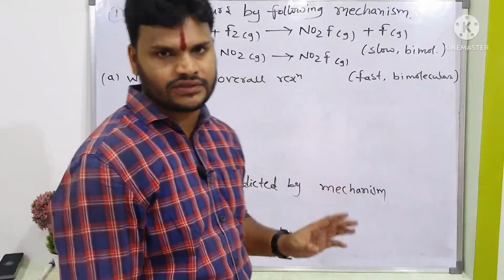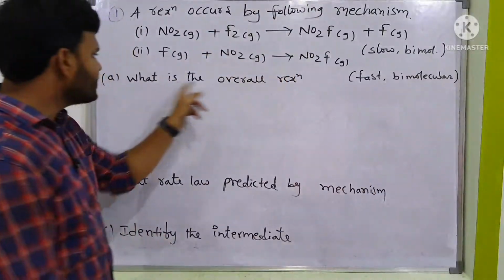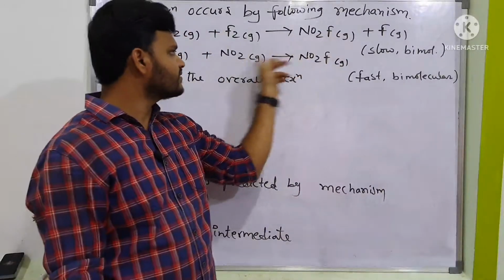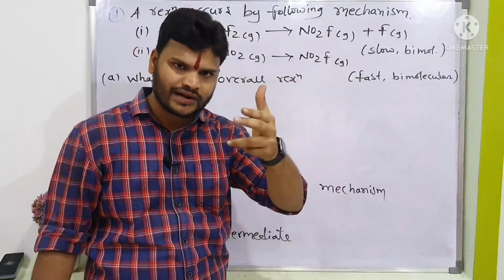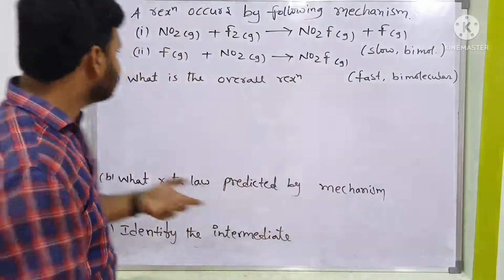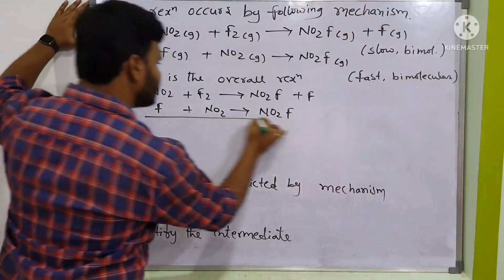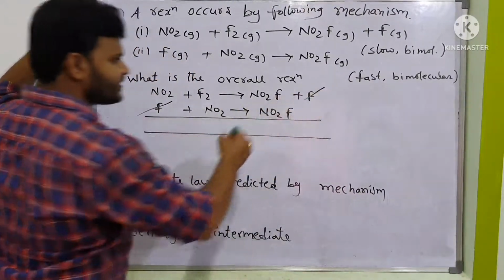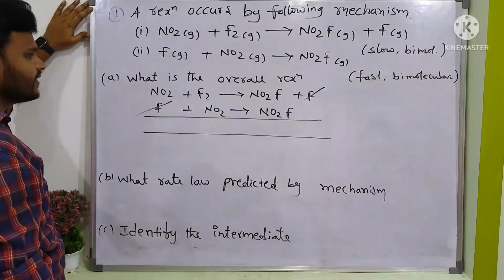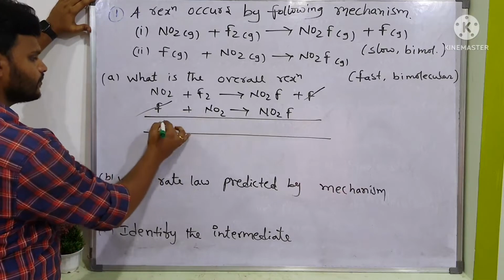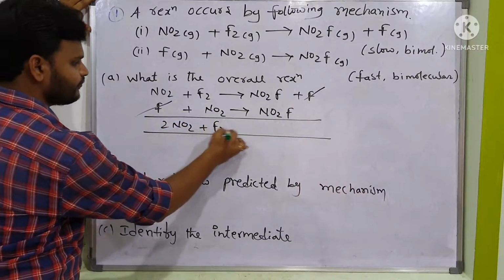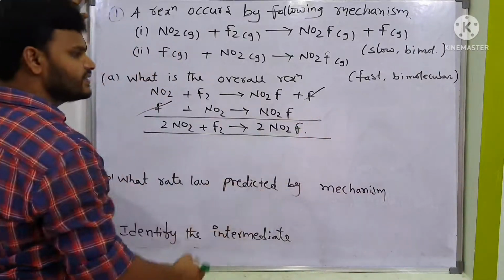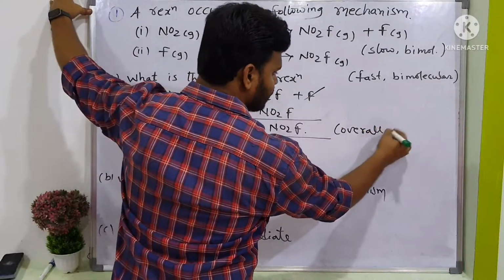Very simple concept, dear students. First one, what is the overall reaction? You have to add the first and second reactions. This is one elementary reaction. If you add these two elementary reactions, the overall reaction comes. Just look at the board. Add both, see what happens. Here F cancels. Next, nothing else cancels. So 2NO2 plus F2 gives 2NO2F. It is the overall reaction.